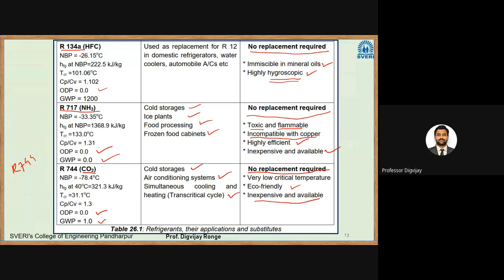So this is about alternate refrigerants. There were some refrigerants in use that, because of their ozone depletion potential and global warming potential, are being phased out, and other refrigerants have taken their place. That is why they are called alternate refrigerants.